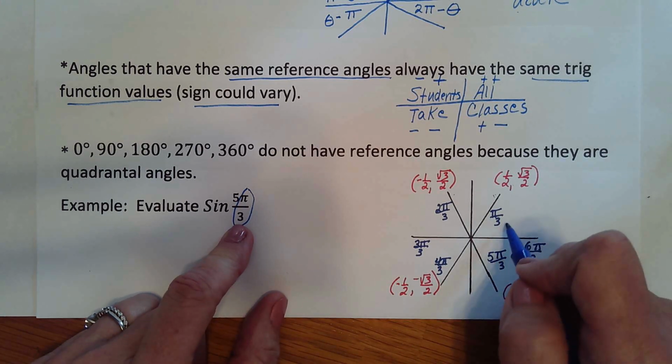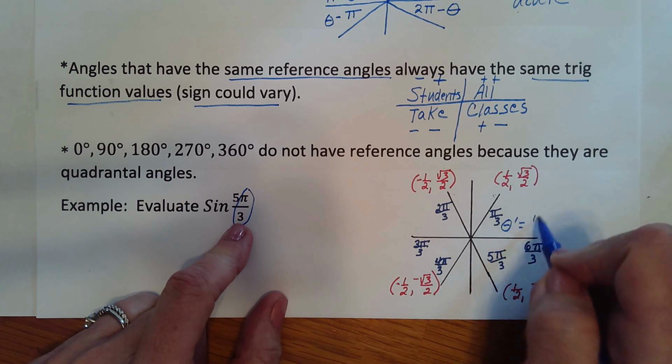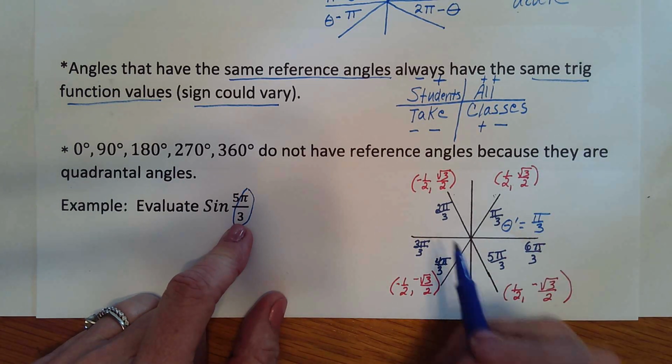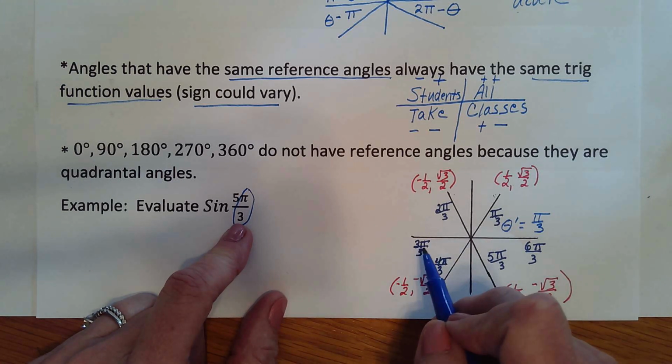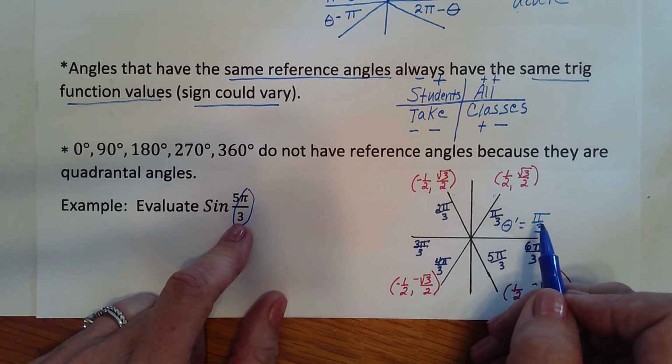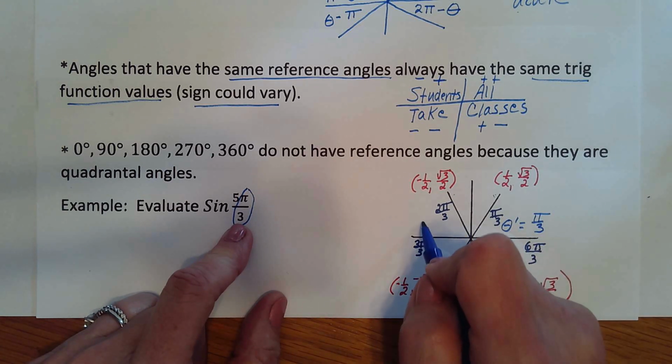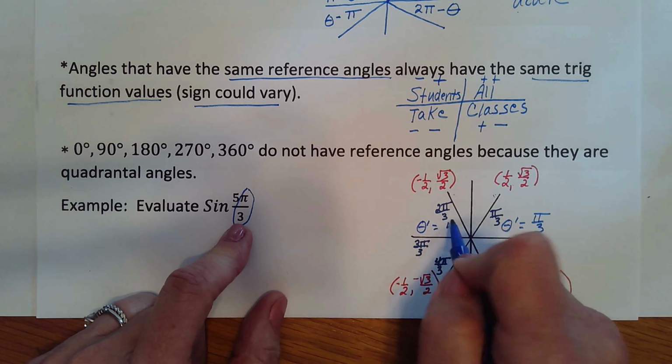Well, here my reference angle is equal to pi over 3. Remember how we found the reference angle above? We said pi minus theta. So 3 pi over 3 minus pi over 3 gives us 2 pi over 3. My reference angle is pi over 3.